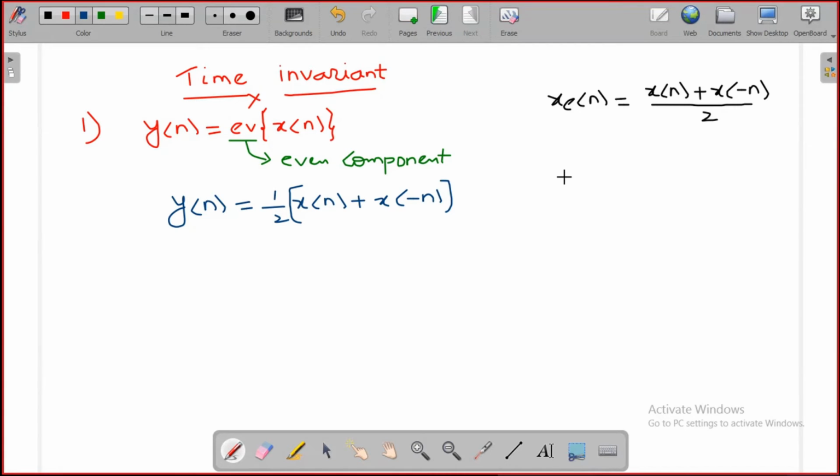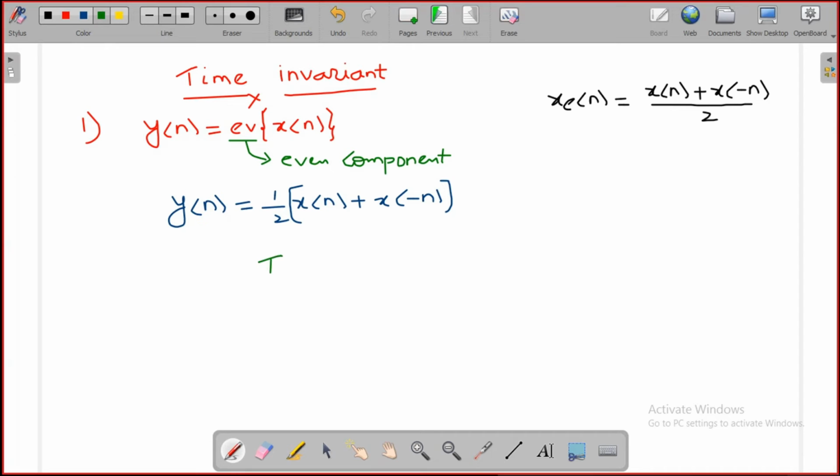Now I need to check whether the system is time invariant or not. What is meant by time invariant? That is, the input-output relationship is independent of time or doesn't vary with time. How are we verifying whether it depends on time or not? For that we need to check the response of the system.